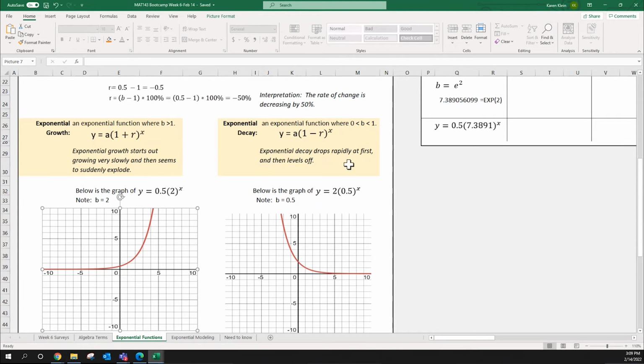Now, on this right-hand side, we have an exponential decay. Here, the exponential decay drops off rapidly at first, and then it starts to level off. That is what happens when we have a B value that is less than 1 but greater than 0. This is similar to half-life, things like that. You probably have seen that before in a science class or even in an economics class. But decay is when our value is really 1 minus r, which is going to give us a value less than 1.